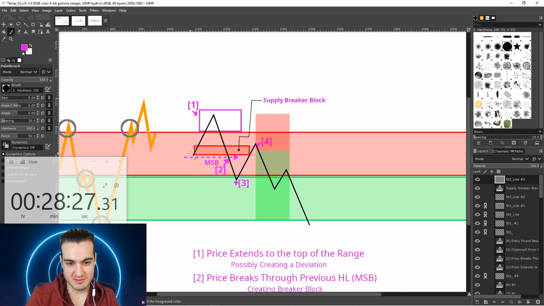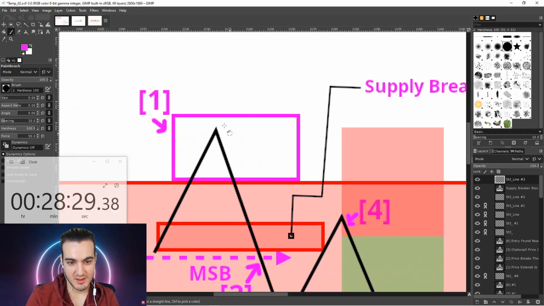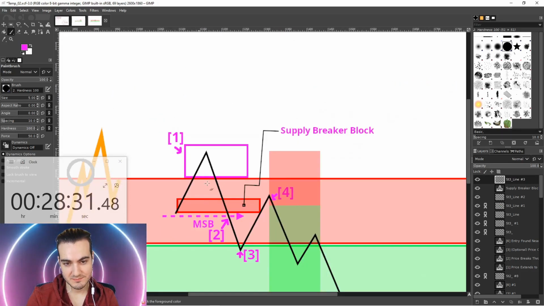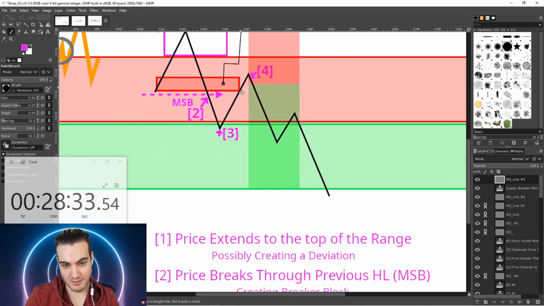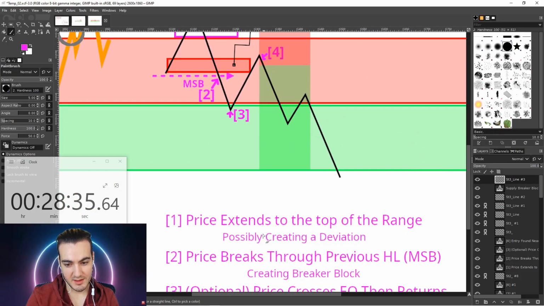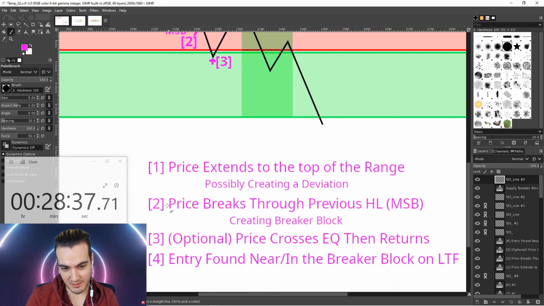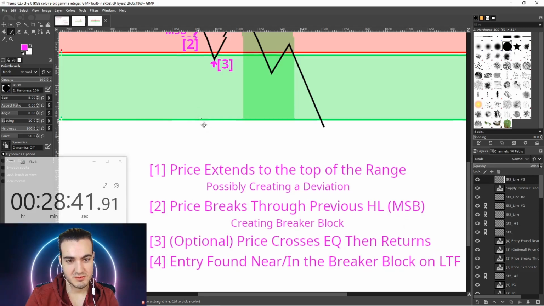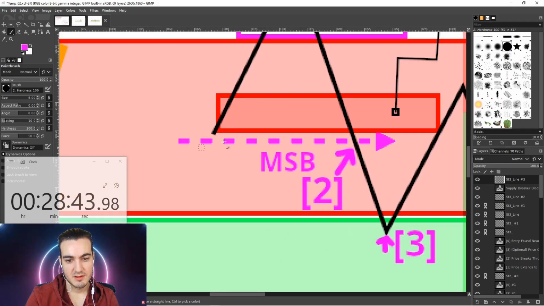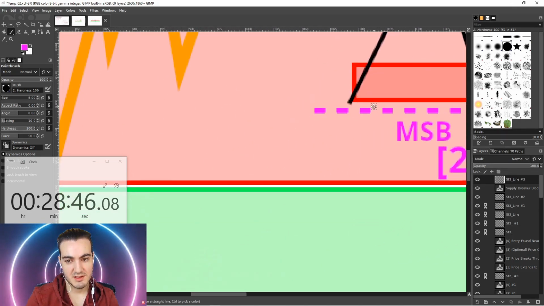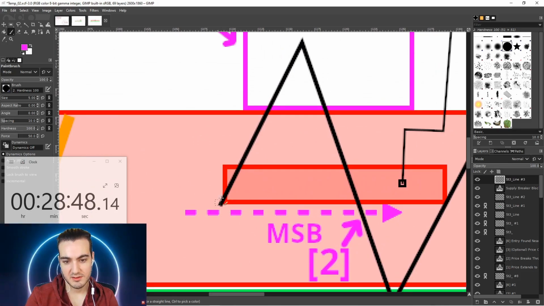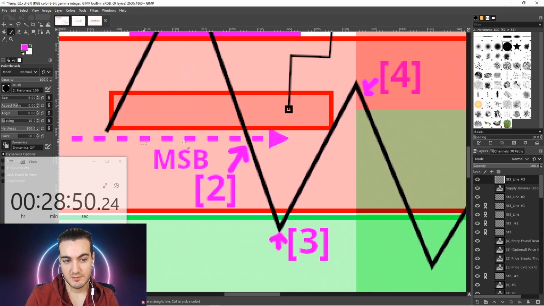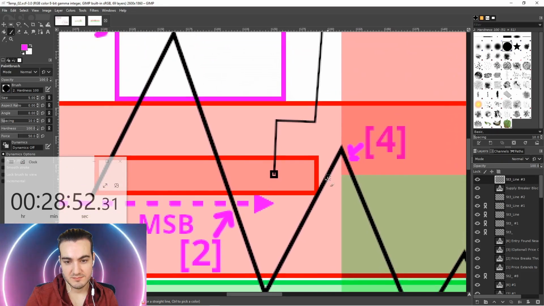So, first we start with the deviation or significant top at the top of the range. Then we have the price breaks through the previous higher low, creating a market structure break. So even though we don't have the price line here, we can assume this is a higher low, which would make this the MSB level.